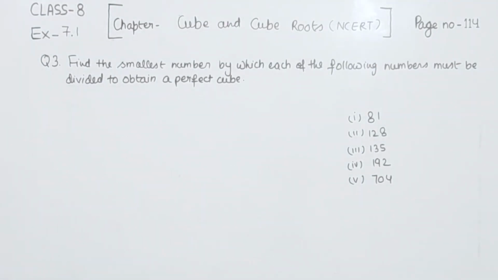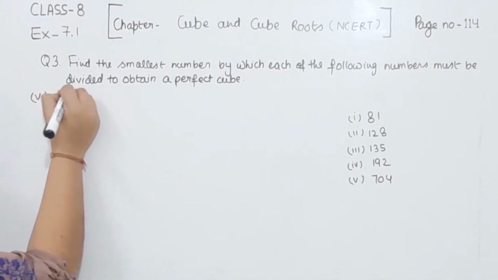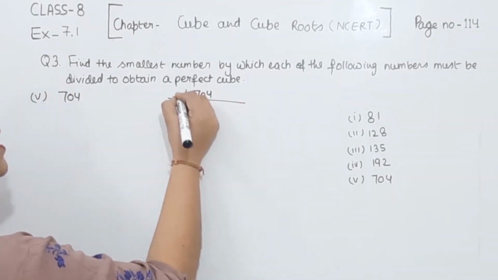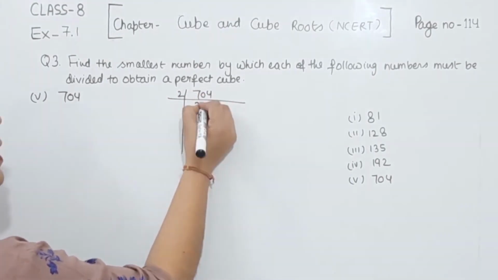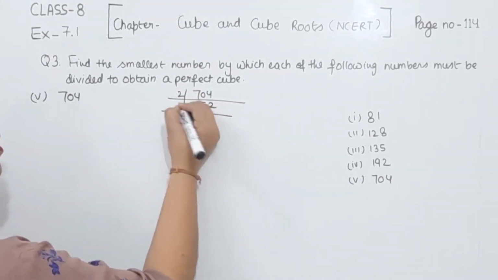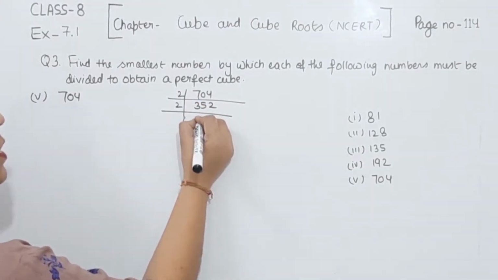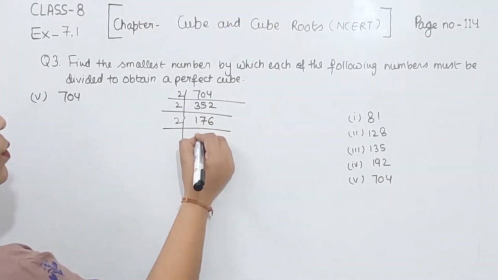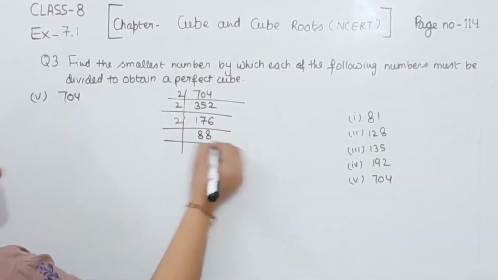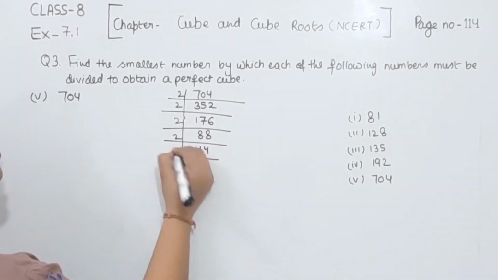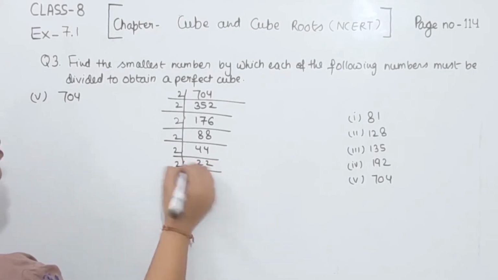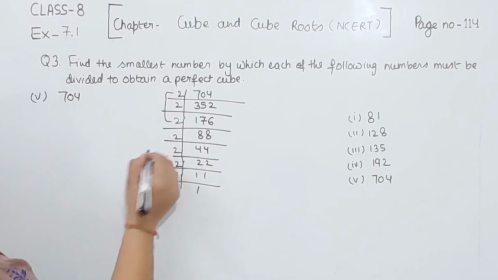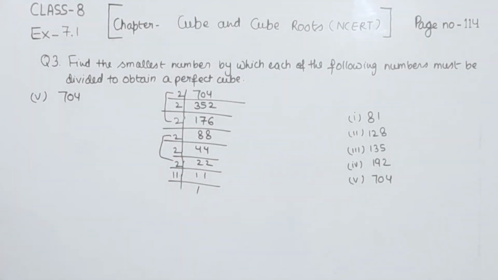Now comes part 5. The number we have is 704. First of all, we are going to find the prime factors of the number, starting with 2. 2 3s are 6, remainder 1, 2 5s are 10 and 2 2s are 4. Then again 2 1s are 2, remainder 1, 2 7s are 14, remainder 1, 2 6s are 12. Now 2 8s are 16 and 2 8s are 16. 2 4s are 8, 2 4s are 8, 2 2s are 4, 2 2s are 4, 2 1s are 2, 2 1s are 2 and then 11 1s are 11. So this one is the triplet, this one is the triplet, 11 is not in the triplet.